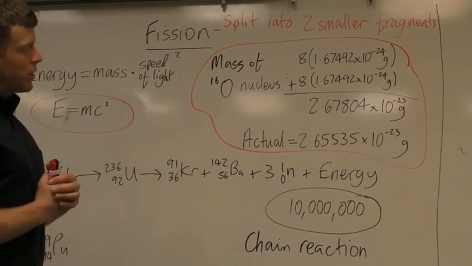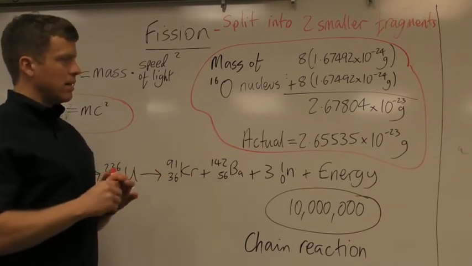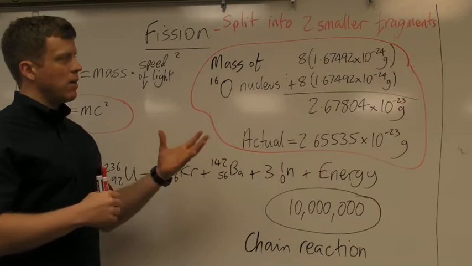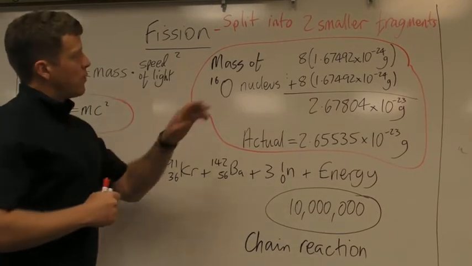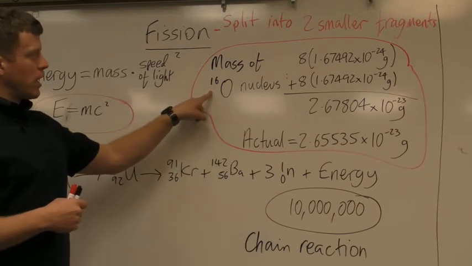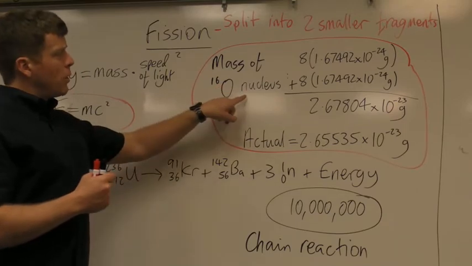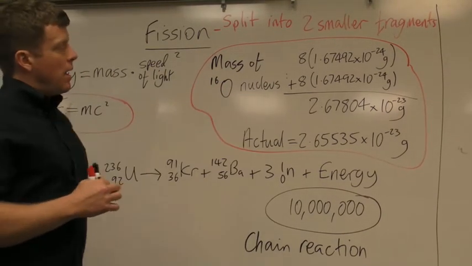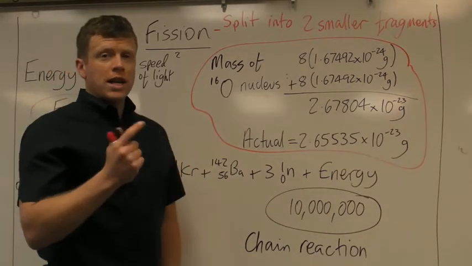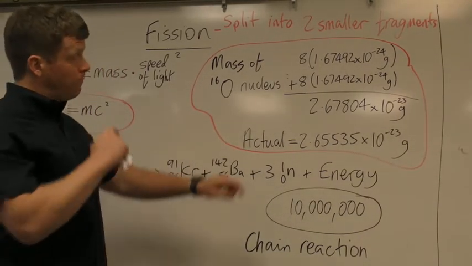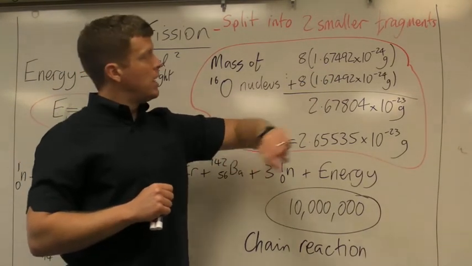But for right now, let's look at how much energy is inside the nucleus. And to do that, we need to look at how much mass is inside the nucleus. So if we looked at oxygen-16, which is a regular, stable isotope of oxygen, and we're going to look at the mass of the nucleus. Inside the nucleus of oxygen, you've got 8 protons and 8 neutrons. The mass of a proton and the mass of a neutron is equal.